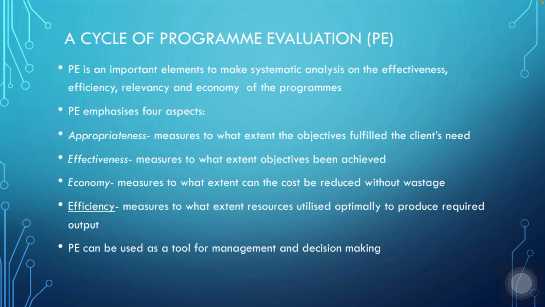Number 2, sama ada program ini efektif ataupun tidak. Penyampaian dia efektif ataupun tidak. To measure to what extent the objective has been achieved. Next, dari aspek ekonomi, measure to what extent that the cost can be reduced without wastage. Ini kita katakan, ini yang paling critical sekali untuk kita measure. And last but not least, efficiency, to measure to what extent resources utilized optimally to produce required output.